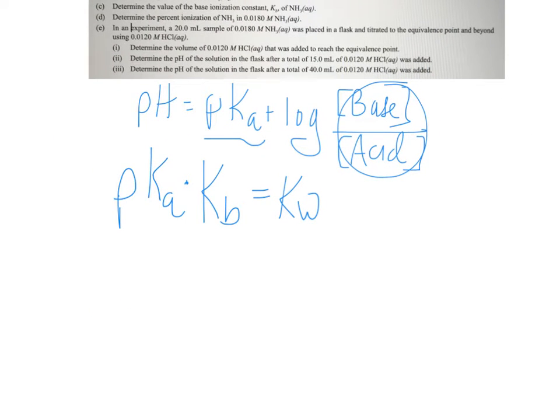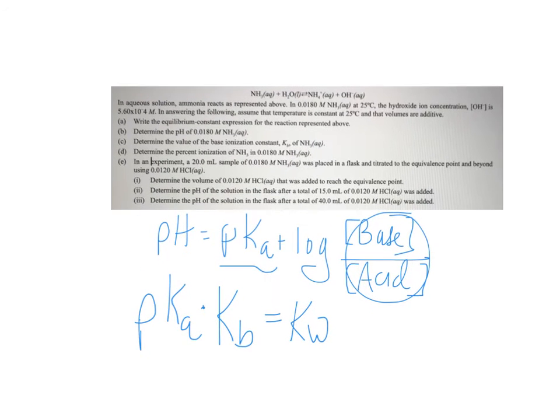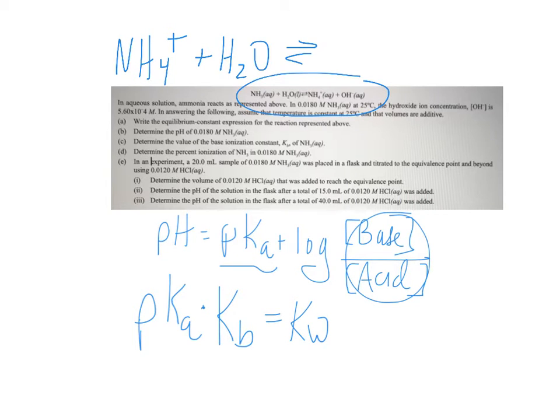So, in essence, if we have the Kb from the reaction associated with ammonia gaining a proton from water, this reaction here, we could also easily calculate Ka for the process by which ammonium donates a proton to water to produce ammonia and the hydronium ion.